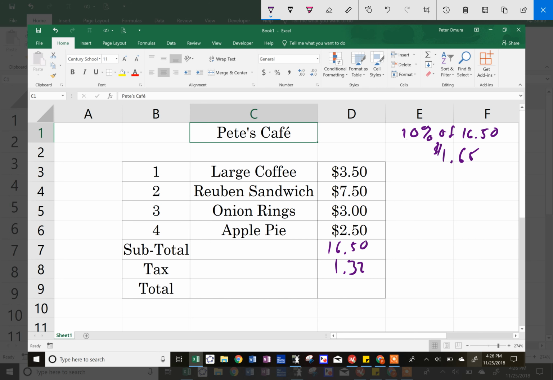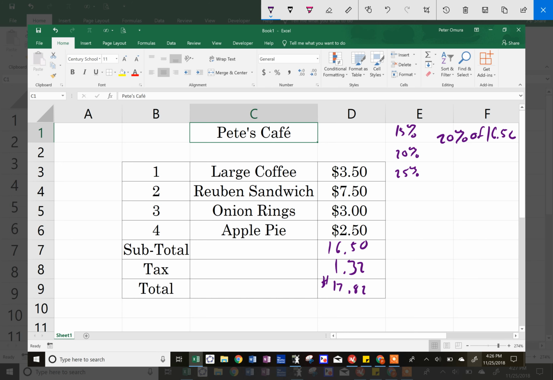Now, all I have to do to find my total is add $16.50 and $1.32. $17.82. That's my total. Now, if I need to find my tip, and you should tip because not tipping is not nice, they say 15% if the service is kind of crummy, 20% if the service is decent, and 25% if the service is great. Well, we'll say it's Pete's Cafe. We'll say the service was okay. So I'm going to find 20% of $16.50.